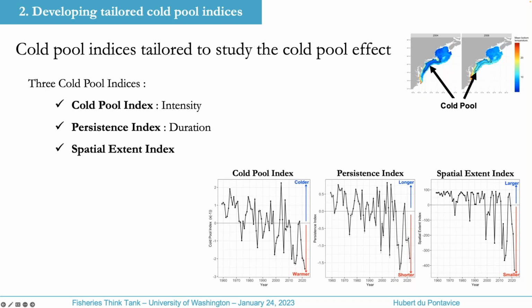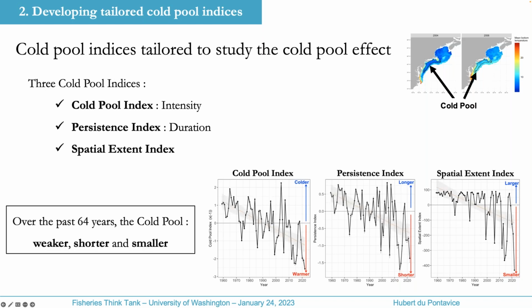So as you can see on these figures, these 3 indices were calculated for each year using bottom temperature from our combined product. It's interesting to note here that the indices show that over the past 64 years, the cold pool has gotten warmer over time, the duration has gotten shorter, and the cold pool area has gotten smaller. So the large interannual variations and these long-term trends of the cold pool dynamics may be important drivers of the yellowtail flounder recruitment.